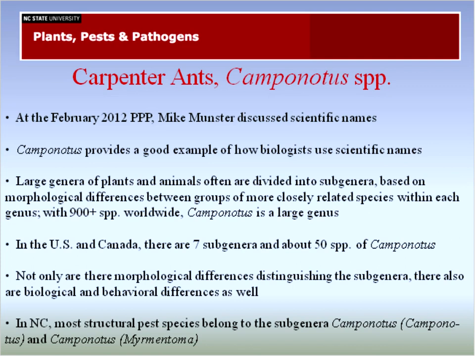Here in the U.S. and Canada, there are seven subgenera of carpenter ants represented and about 50 species of them. Now, not only are there structural or morphological differences that distinguish the different subgenera of the carpenter ants, and this is what we use in our text for identifying, but there are also some behavioral and biological differences between the different subgenera as well. In North Carolina, we have about five subgenera total, but three of those subgenera are represented by only one or two species, or they are not structural pests in any way whatsoever. So the ones we're going to encounter, and by the way, this is how we indicate subgenera in our scientific literature, in parentheses: the genus Camponotus, subgenus Camponotus, genus Camponotus again, subgenus Myrmentoma. Most of the carpenter ants that you encounter indoors are going to be in one of these two subgenera.